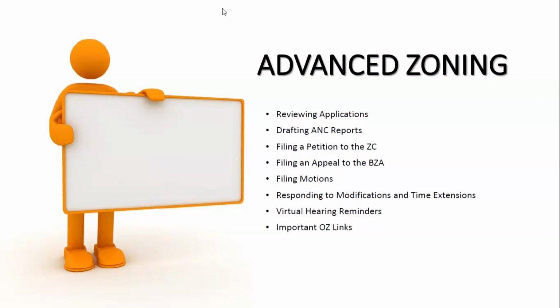So this is what we'll go over today: reviewing applications, drafting ANC reports, filing a petition to the Zoning Commission, filing an appeal to the BZA, filing motions, responding to modifications and time extensions, and then just some virtual hearing reminders, as well as important links. And we may have time to do a quick demo and tour of looking at case records towards the end of the presentation.